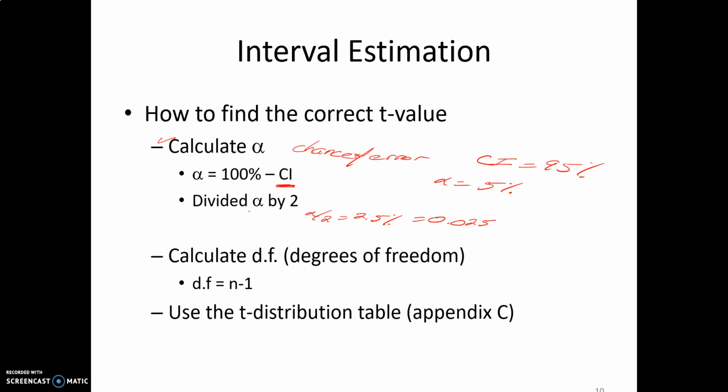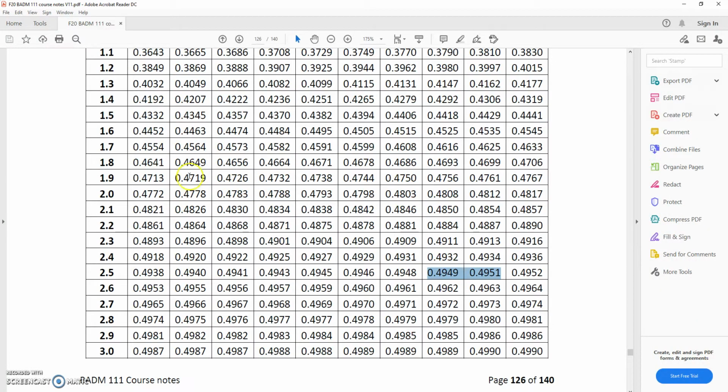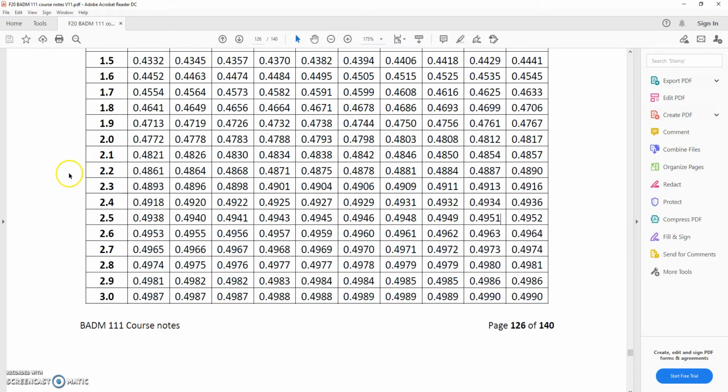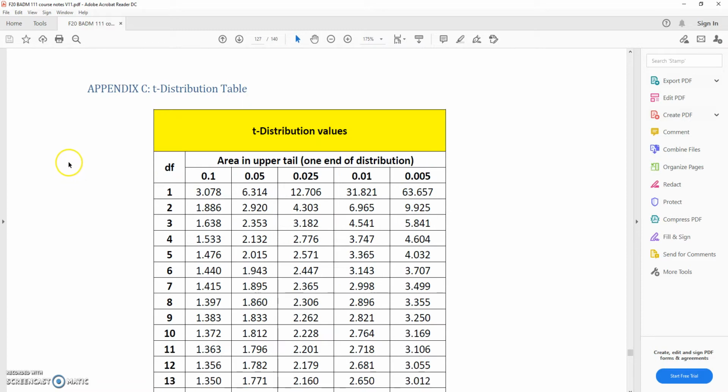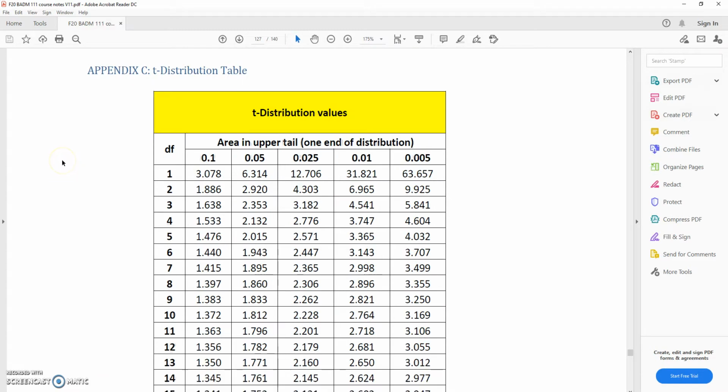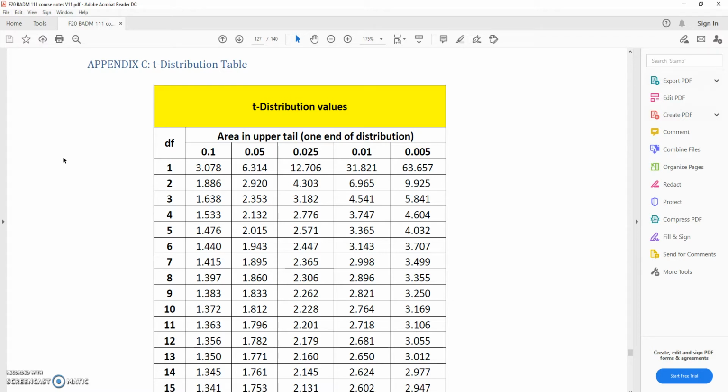The second thing we need to calculate is something referred to as the degrees of freedom. Degrees of freedom, the formula, is sample size minus 1. Then we use both of these values to find the correct t-distribution value from Appendix C. Appendix C in your course package, right after the normal distribution. So this is Appendix C, t-distribution value. It is on page 127.